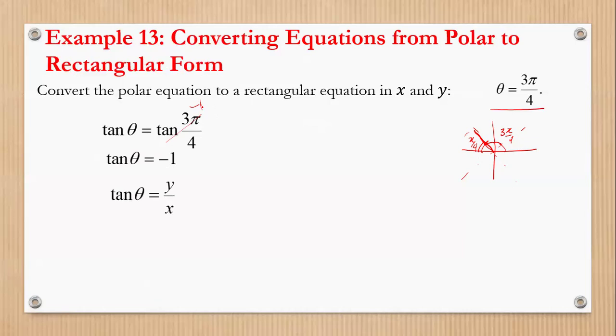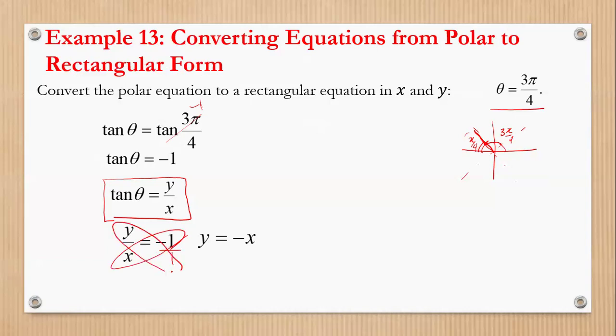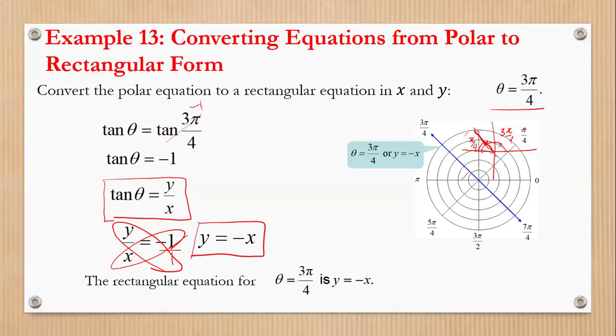But we know that we have this formula for tangent. Every time we have a tangent of theta, we can replace it with y over x. So let's replace tangent by y over x, and we get y over x equal to negative 1. And if we cross multiply this, we get y times 1, which is y, equal to negative 1 times x, which is negative x. And we are done, because right now we have an equation in terms of only y and x, which is in rectangular form.